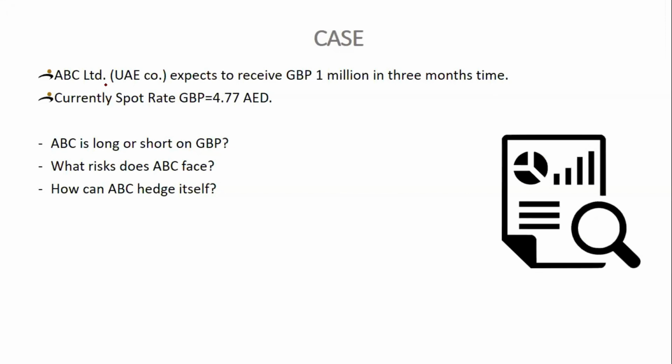Another case, let's say ABC Limited expects to receive 1 million pounds in 3 months' time. The current spot rate is this much. Let's answer these questions. Is ABC long or short on GBP? Very simple. When you are receiving something, you are long on it. So since they are going to receive GBP 1 million, they are long on pound.